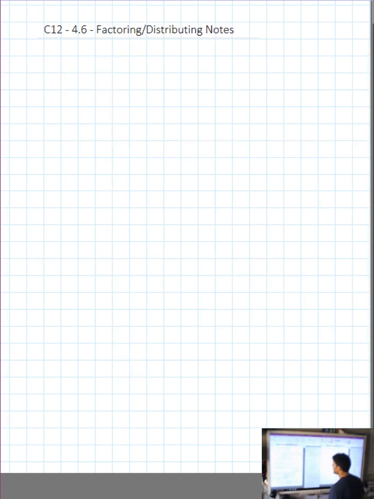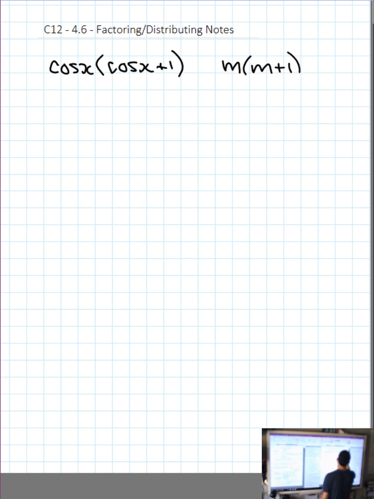Okay, factoring and distribution. Let's start off with something like cos x, open bracket, cos x plus 1. Well, if I wanted to make m cos x, and then I wanted to write it out a little bit simpler, I could say m open bracket m plus 1. If I made m cos x, I'm not going to do it every single time and think through it in my head. I'm just going to think this. I'm going to think distribute the m. I'm going to think m squared plus m. And that would be my answer.